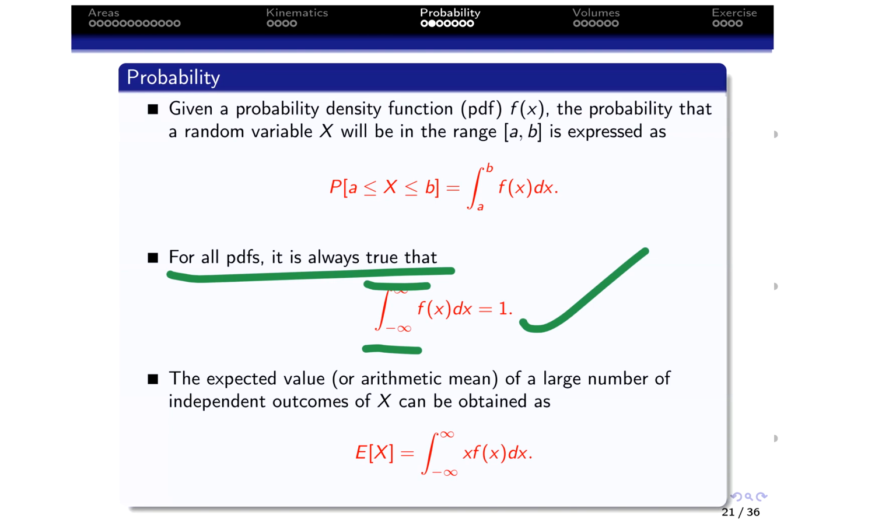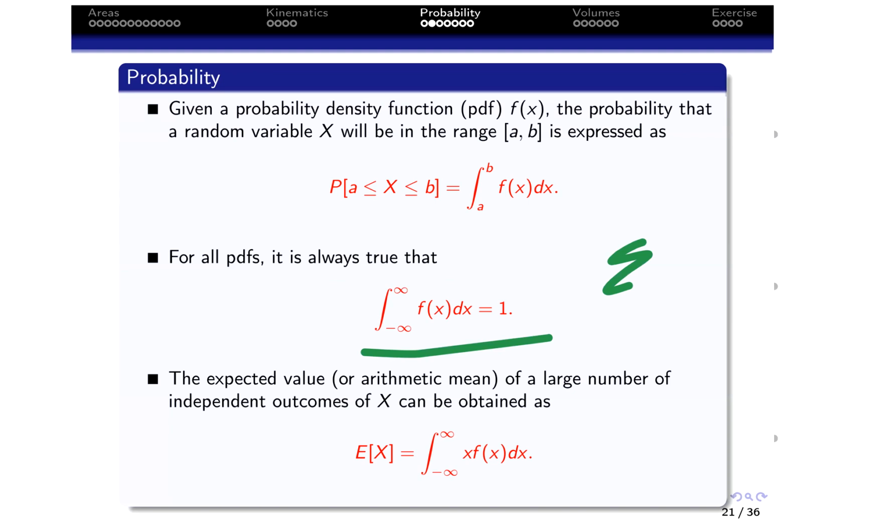So you can see integration plays into this too, summing up everything within the whole range. This is analogous to the summation of all f of x for a discrete function being equal to one. Same thing. So if you sum all possible probabilities, you get one.